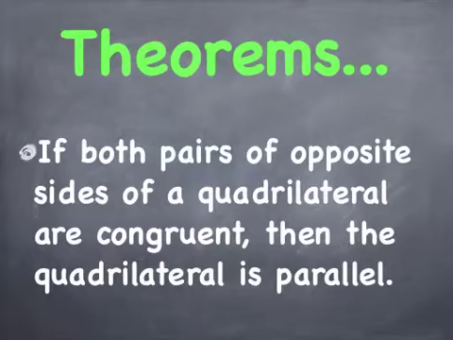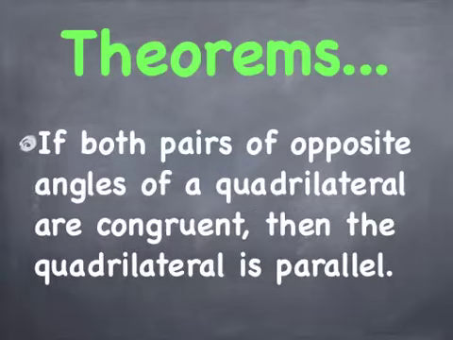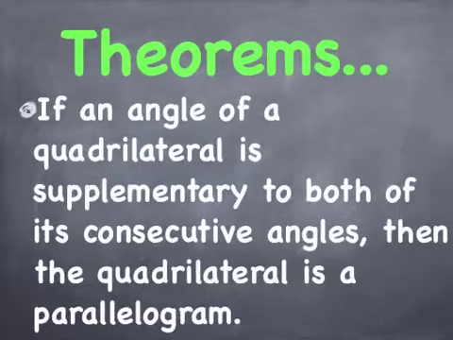if both pairs of opposite sides of a quadrilateral are congruent, then the quadrilateral is a parallelogram. If both pairs of opposite angles of a quadrilateral are congruent, then the quadrilateral is a parallelogram. If an angle of a quadrilateral is supplementary to both of its consecutive angles, then the quadrilateral is a parallelogram.